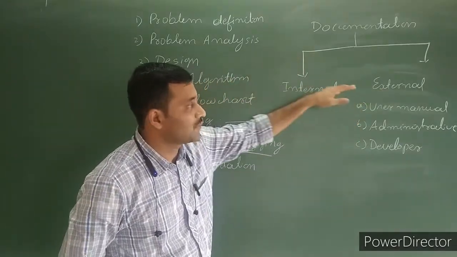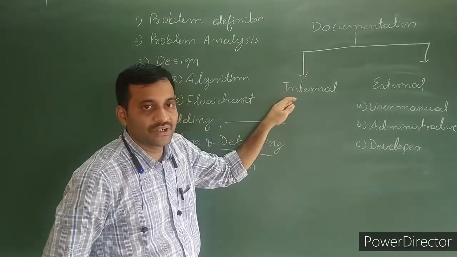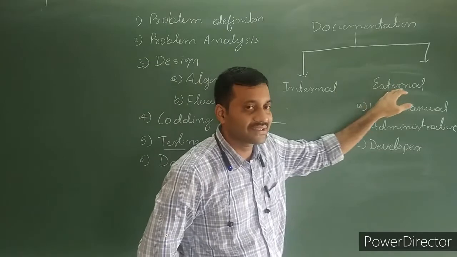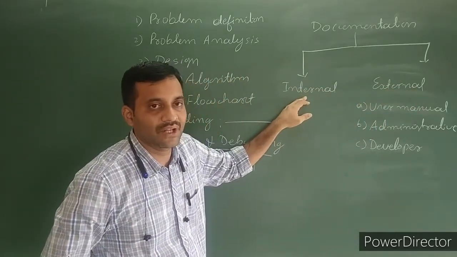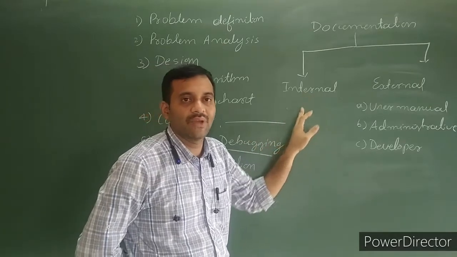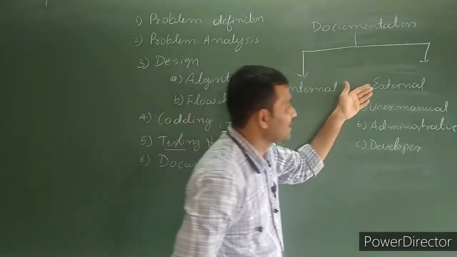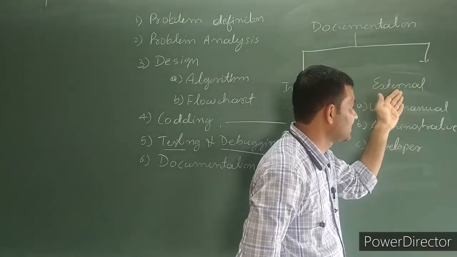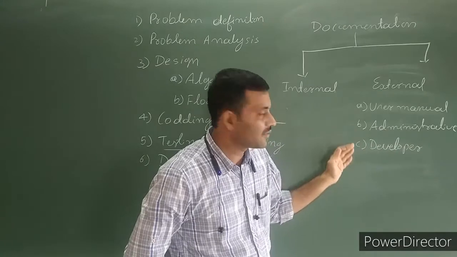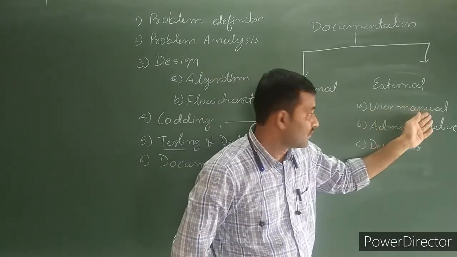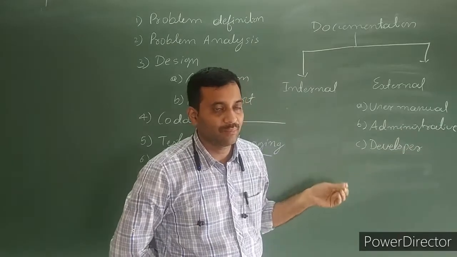There are two types of documentation: the first one is internal documentation and the second one is external documentation. The internal documentation is directly available with the programming instructions. But the external documentation is a manual. There are three types of manual: user manual, administrative manual, and the third one is the developer manual.